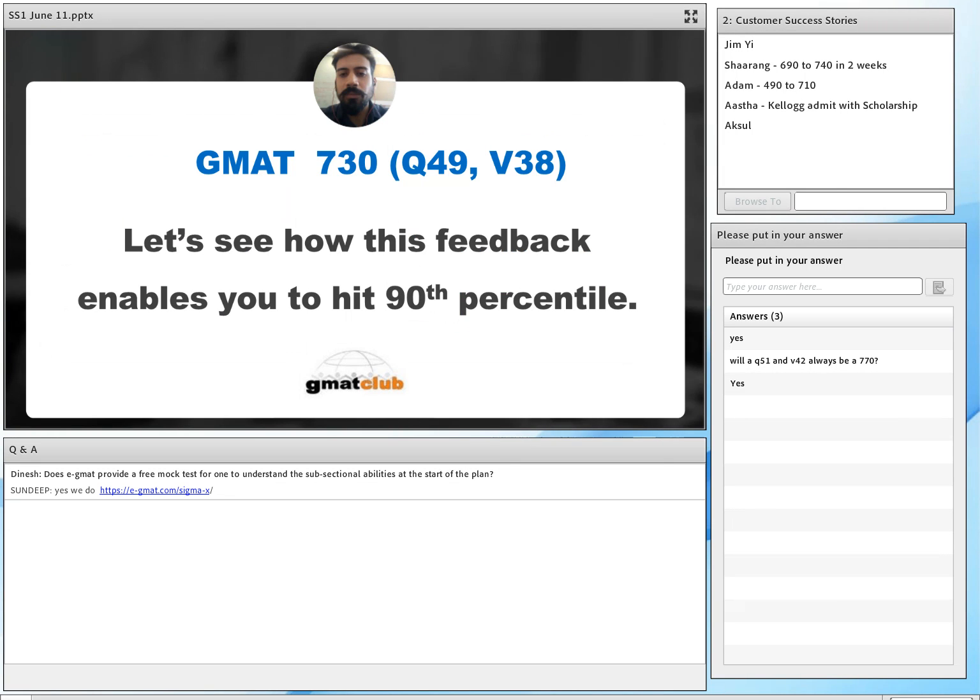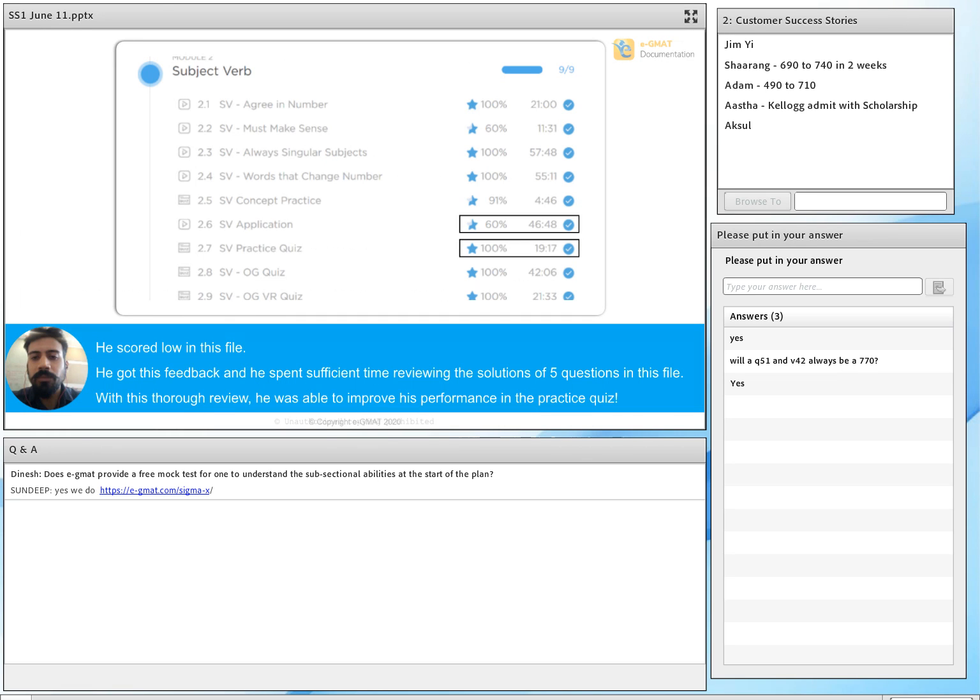Okay, so let's see how this feedback's delivered. Here's a dashboard view of one of our older students who scored 730. This is the simplest view that I can tell you. This is the smallest module on the platform. This is our subject verb module. What you see over here is that every activity that you have is rated, and there's a score that you get, and we track the time that you spend.